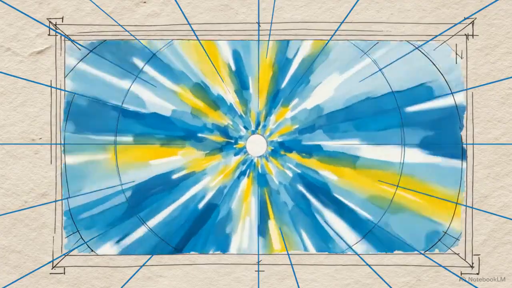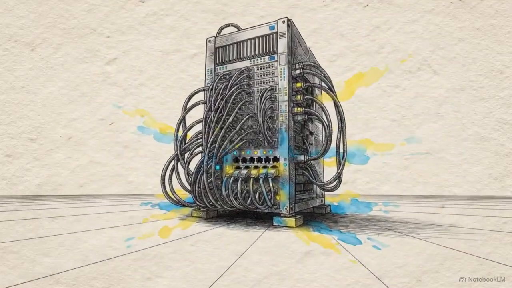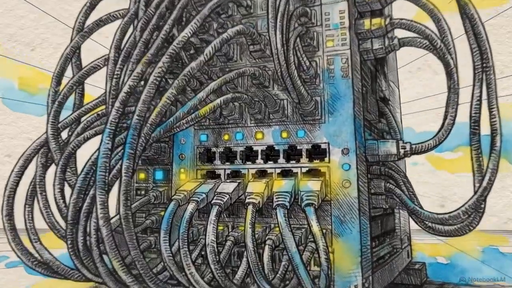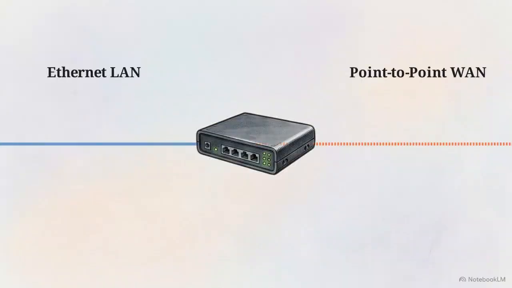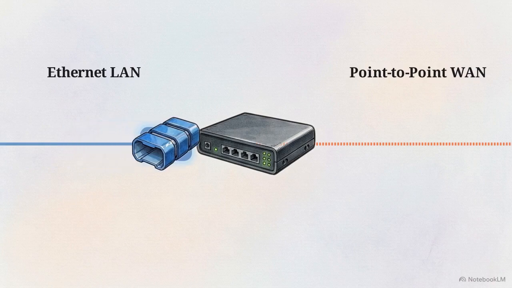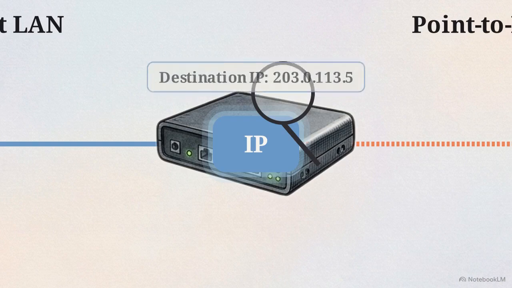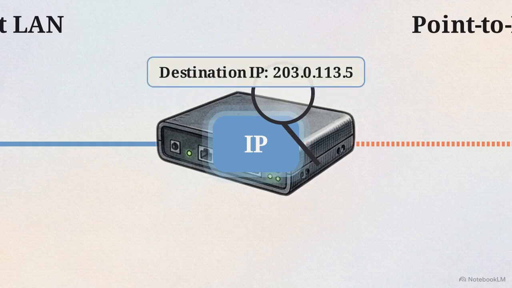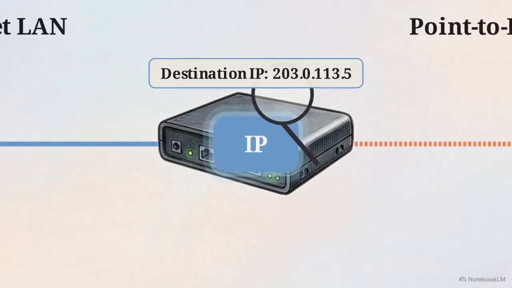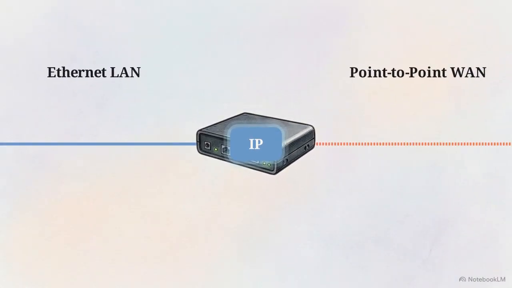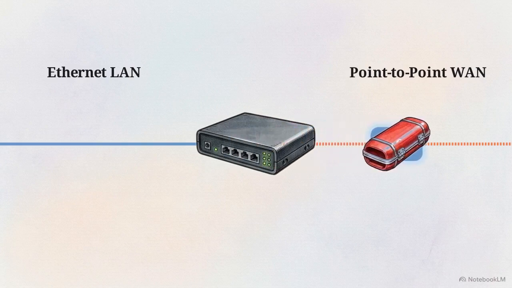Let's trace our data as it finally leaves the local LAN and arrives at its first major network boundary, the router. Step 1. The router receives the incoming frame from the LAN and accepts it into its physical interface. Step 2 is de-encapsulation. The router completely strips away the Ethernet header and trailer, discarding them entirely. Step 3. The router reads the bare IP packet's Layer 3 address to determine the next path. In this case, the destination lies across a point-to-point serial WAN. Step 4 is re-encapsulation. The router wraps the IP packet in a brand new, differently formatted frame suited for the serial WAN before forwarding it out the next interface.